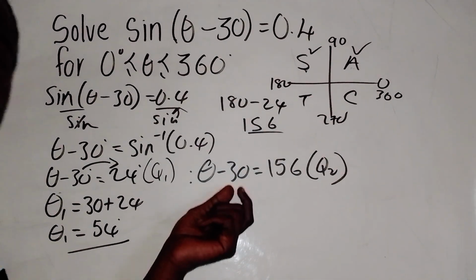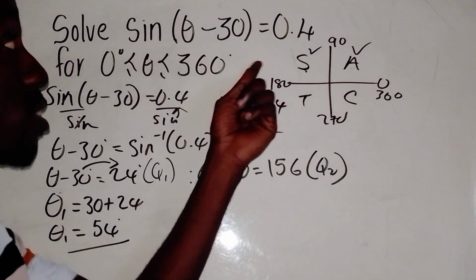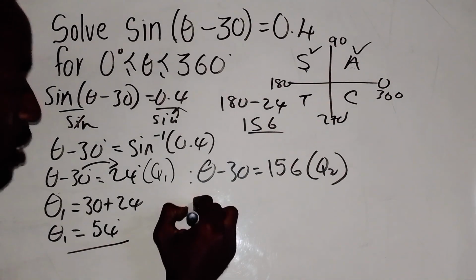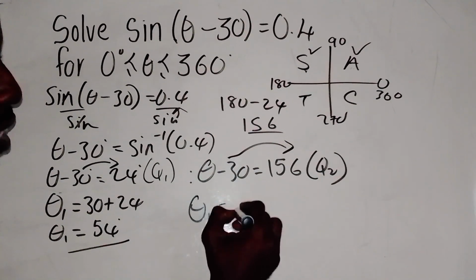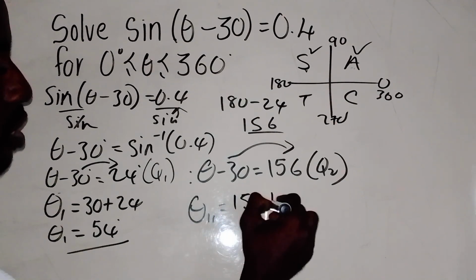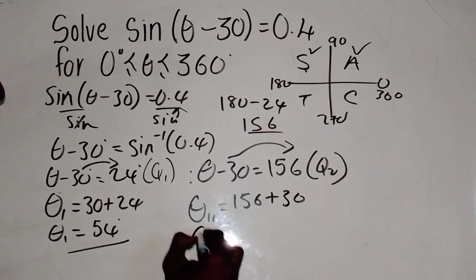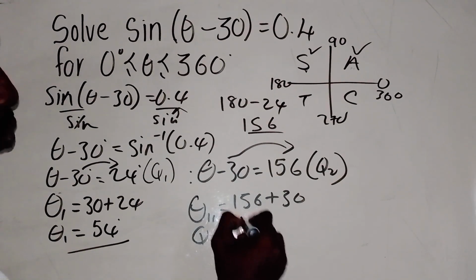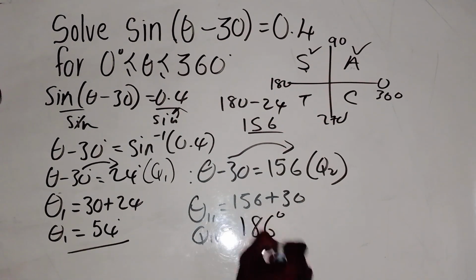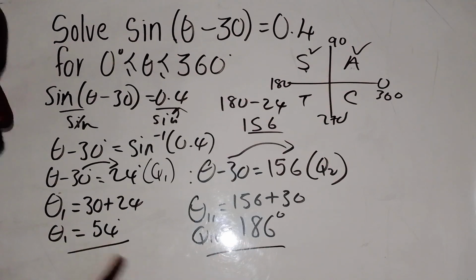Now you come this side because there are two angles here, remember. So now again you say theta for the second quadrant is equal to, this negative 30 is supposed to come there, so 156 plus 30. So the second quadrant is equal to, once you add the two, you are going to get 186 degree, which is the answer. So we have two answers here.